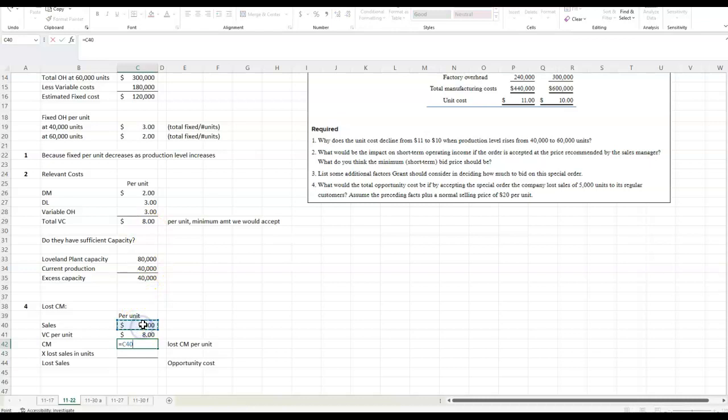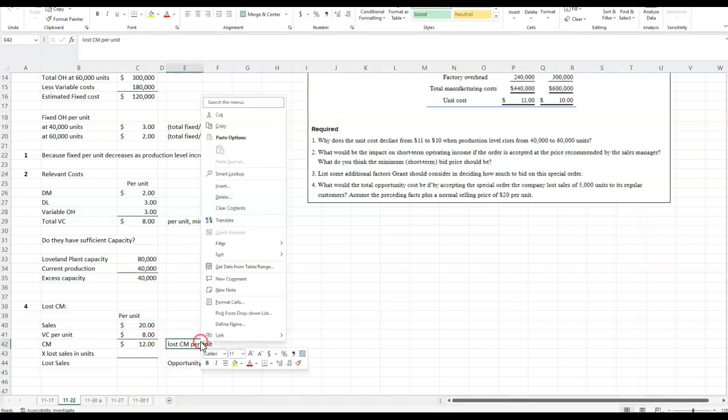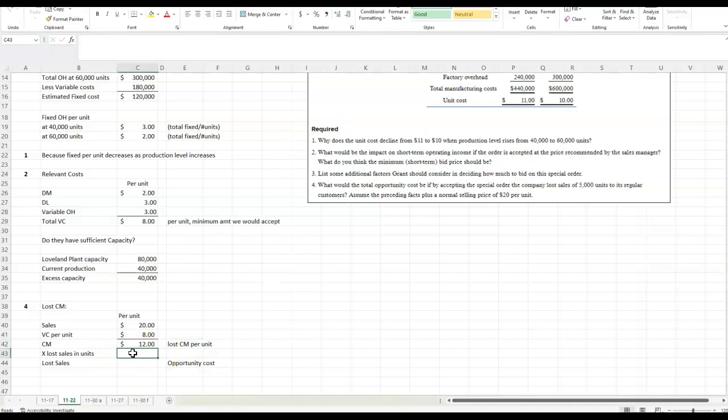That gives us a contribution margin, sales minus variable cost gives us a contribution of $12 per unit. That's our lost contribution margin per unit. How many lost sales did we have? 5,000. So if it's $12 per unit contribution margin times the lost sales in units, the opportunity cost of giving up the 5,000 units is $60,000.